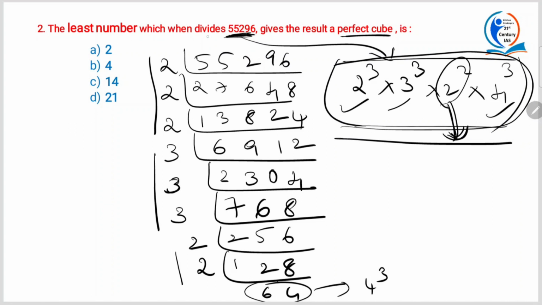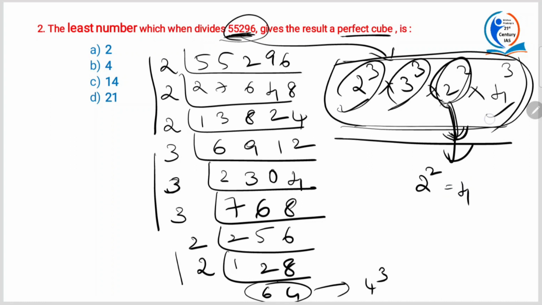Now what is he asking? See, this is not a perfect cube. To make it a perfect cube, with what number should we divide? If we divide by this particular number, that is 2 square, that is 4, this will become a perfect cube. How? This and this will be cancelled, and 2 cube, 3 cube, and 4 cube will be left out. So 4 is the answer, B.